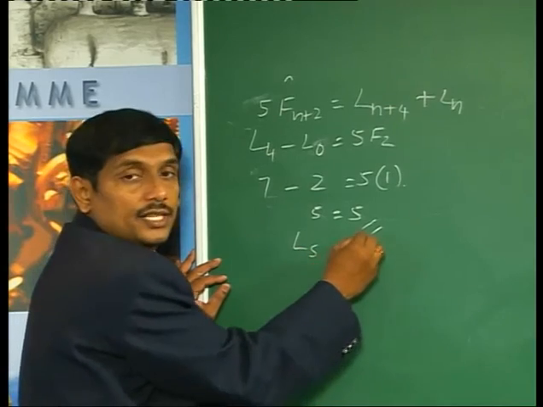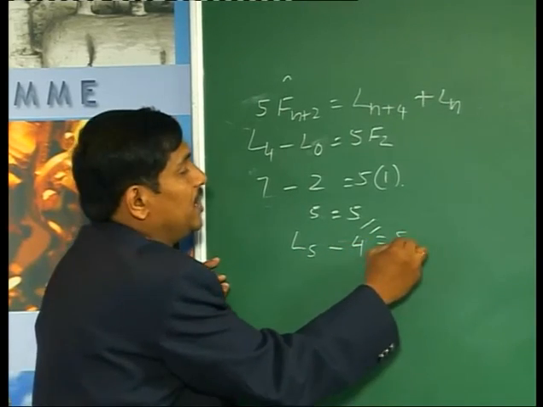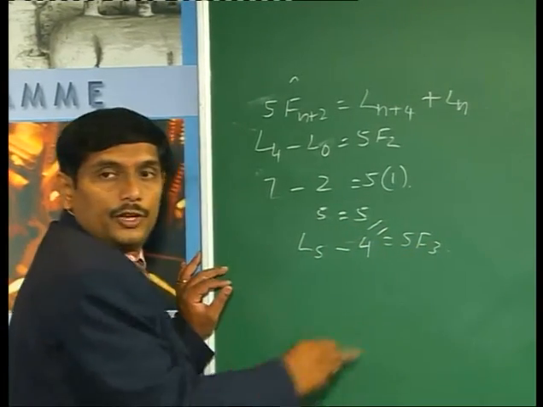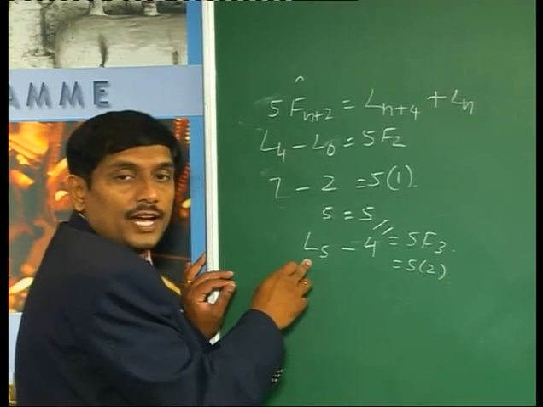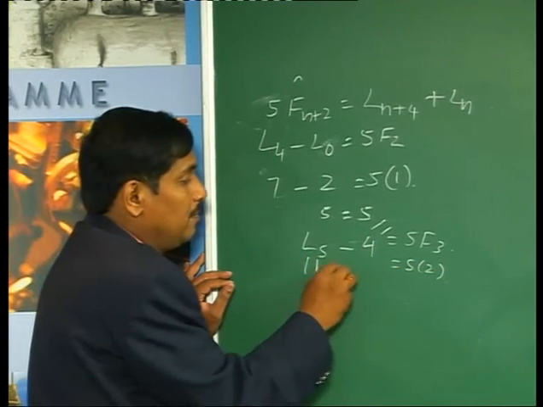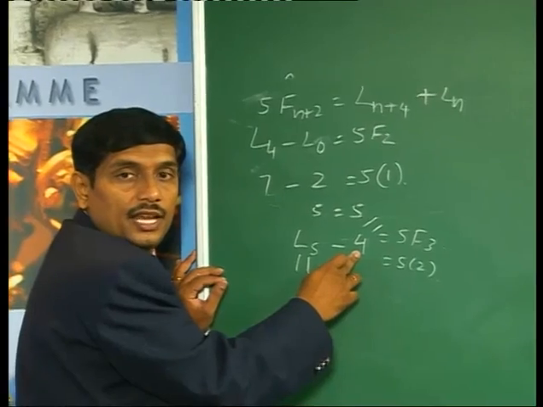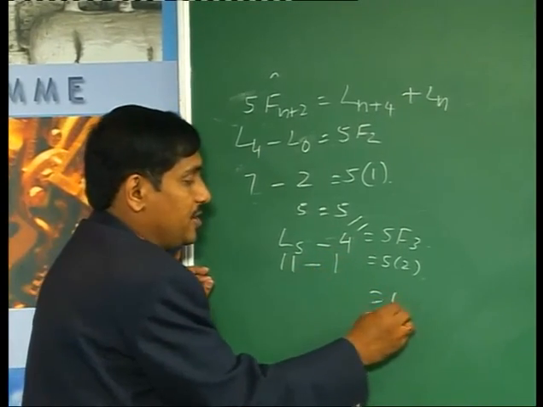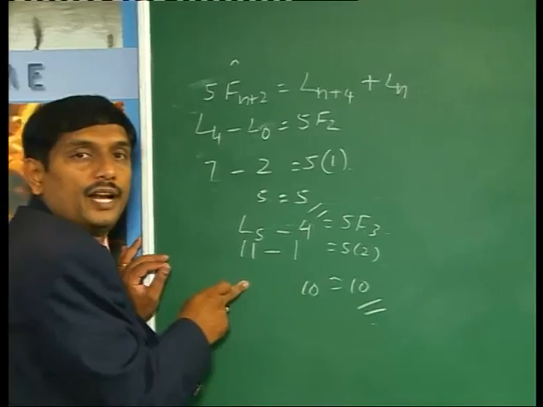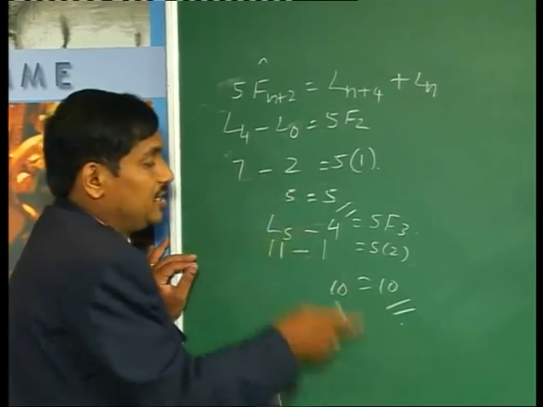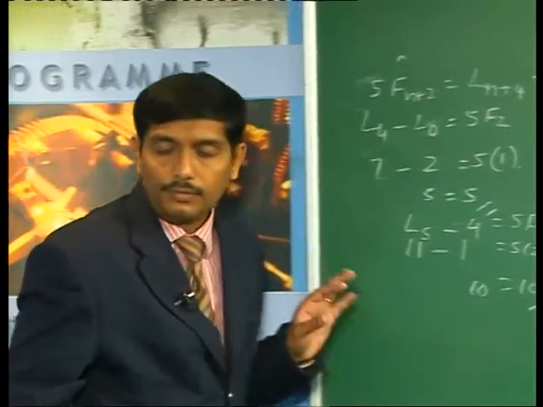Similarly, L5 minus L1 equals 5 times F3. We know that the F3 value is 2, and L5 equals 11 minus L1, which is 1, so you get 10 equals 10. Means for n equals 0 and 1, both results are satisfied.